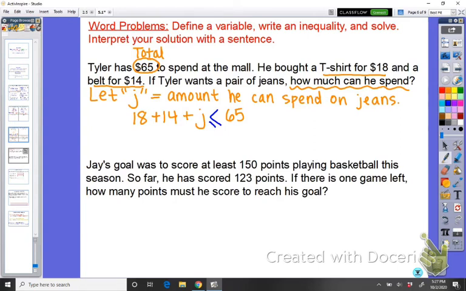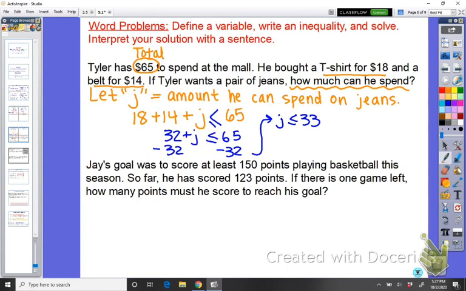So let's do some math. 18 plus 14 is 32. So 32 plus J is less than or equal to 65. You're going to subtract 32 from both sides. I'm going to kind of squeeze it over here. And J has to be smaller than or equal to 33.